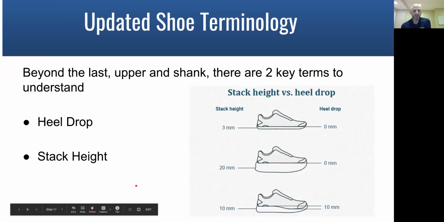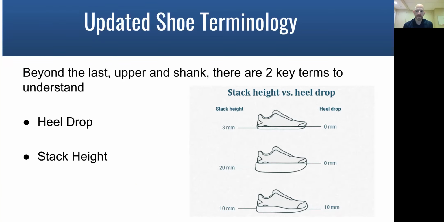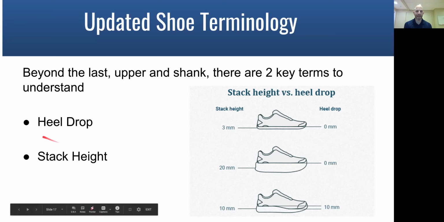So for years, in podiatry school, we learned about the construction of a shoe: the last, which is the bottom of the shoe, the upper, which is the upper material, and the shank, which is what's in the last to stiffen up a shoe. There are different shapes and all kinds of different features to a shoe. But the newer terminology that I like better are heel drop and stack height.